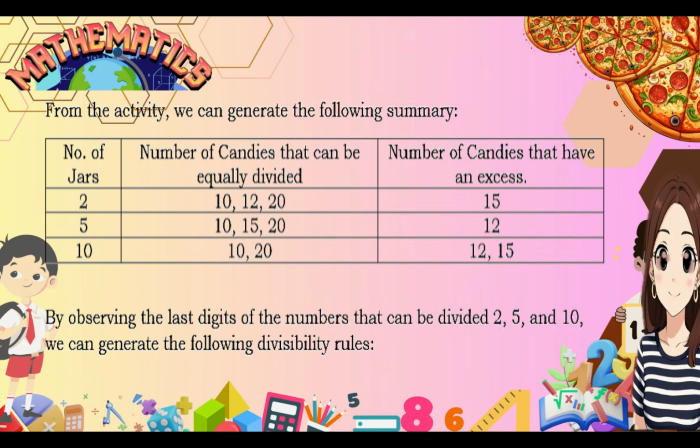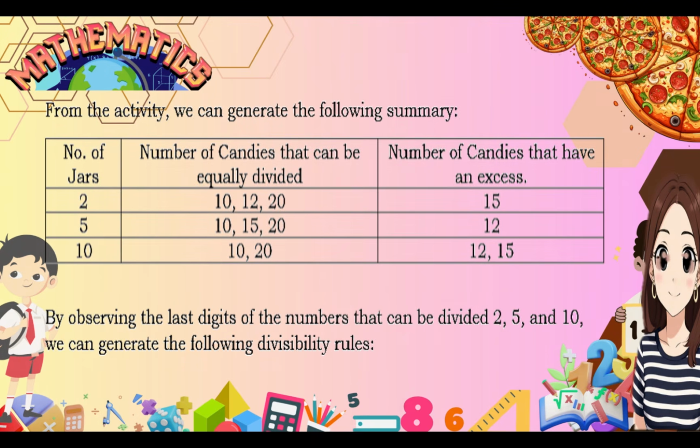From the activity, we can generate the following summary. So for the number of jars, we have 2, we have 5, and 10. Number of candies that can be equally divided. For 2 jars, we can only equally divide the number of candies with 10, 12, and 20. For the pack containing 15 candies, there are excess candies.